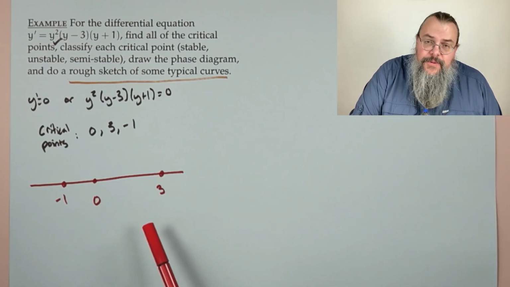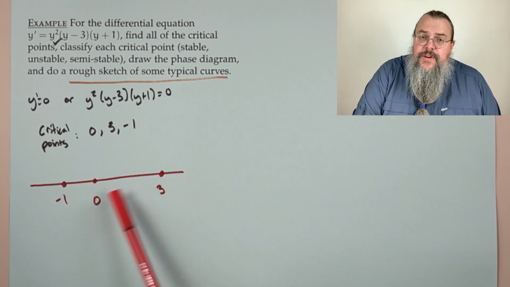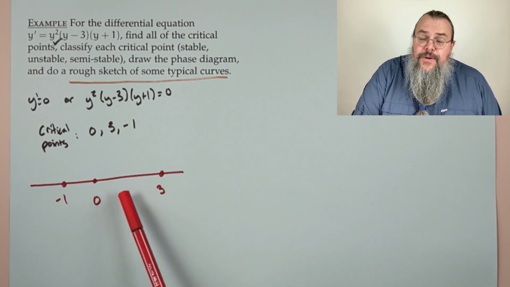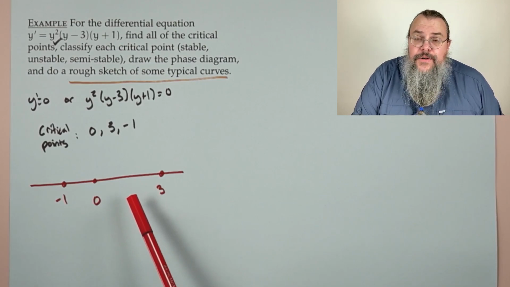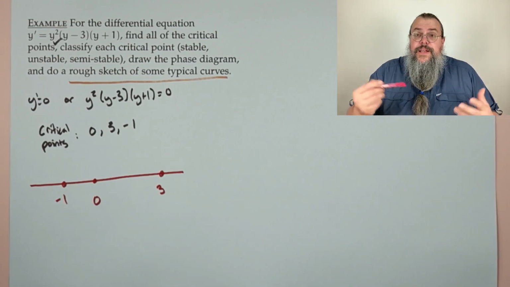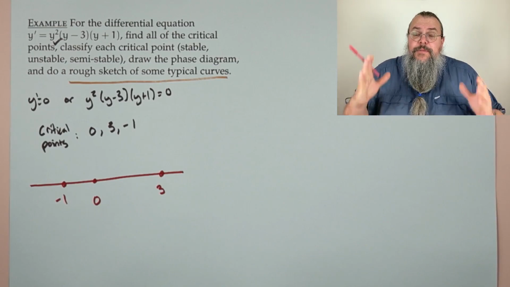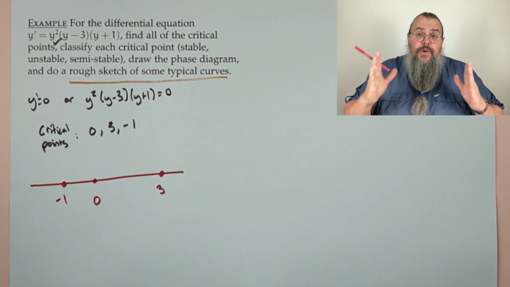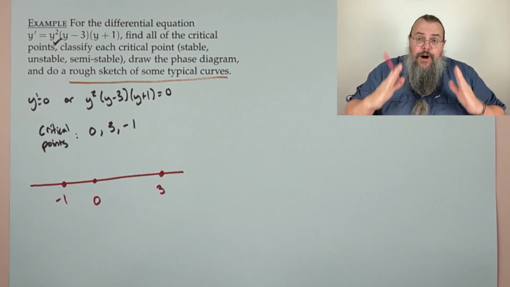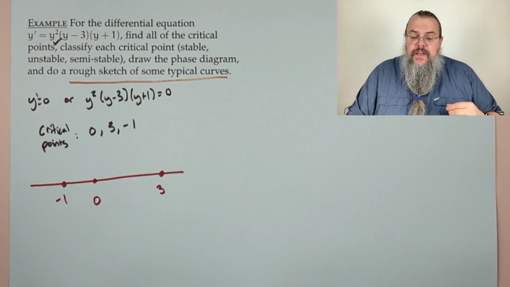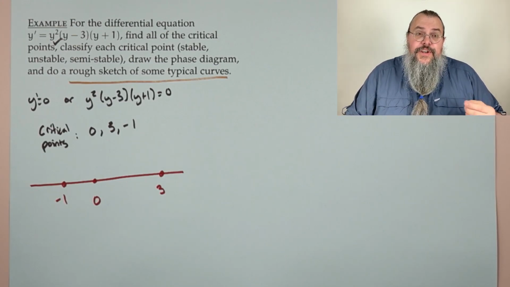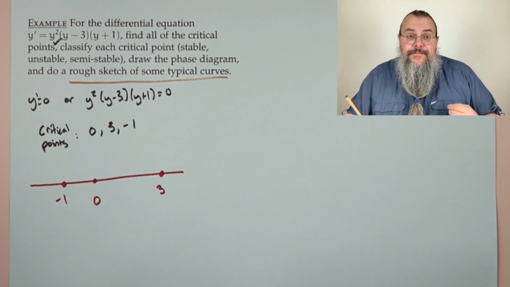Now, does it matter which point? So, for example, between 0 and 3, should you pick 1 or 2 or half or 3 halves or square root of 2? Well, the answer is you can pick anything, because the beautiful thing is in between the critical points, it will always have the same sign. It's very consistent. And so it's just a matter of making sure you know what that sign is.